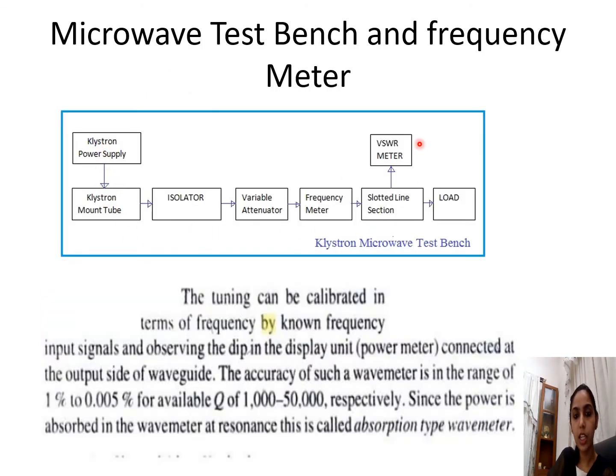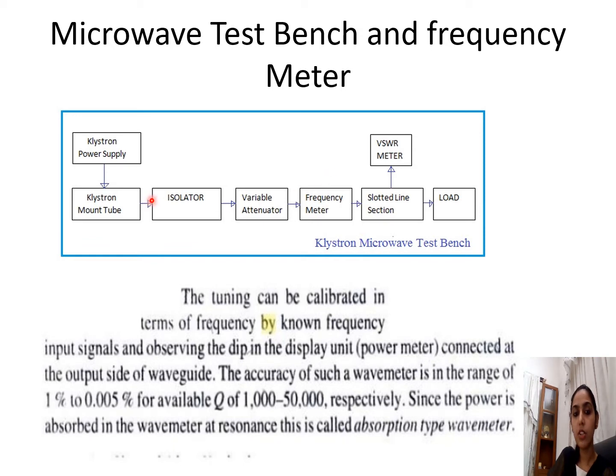So as you can see in a microwave test bench, here I have employed a Klystron microwave test bench. You can also use gun diodes. Okay, so in this, where is the position of frequency meter? It is coming after the source, isolator and variable attenuator. At the output part, we are having the frequency meter, and here we have a VSWR meter which shows the deflections. Okay, so when we are doing the tuning of our wave meter or the frequency meter, when we tune this, as we have seen in the cross section, the length of the cavity is going to vary.